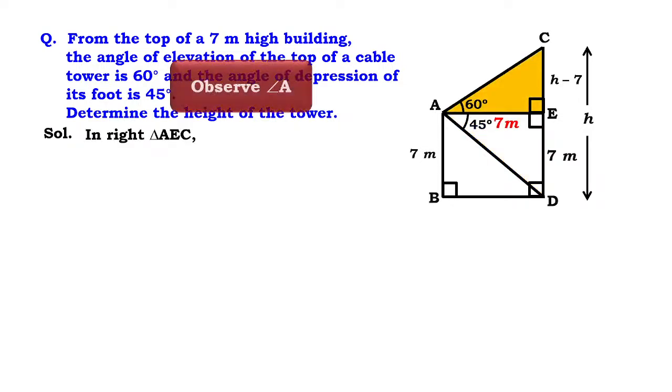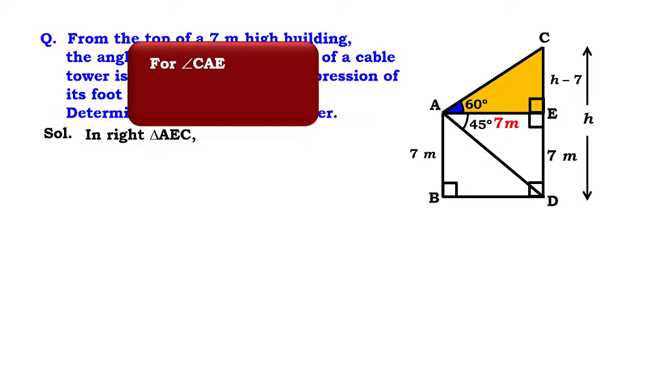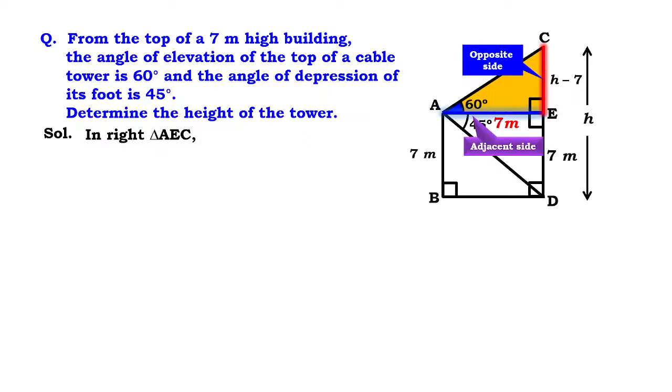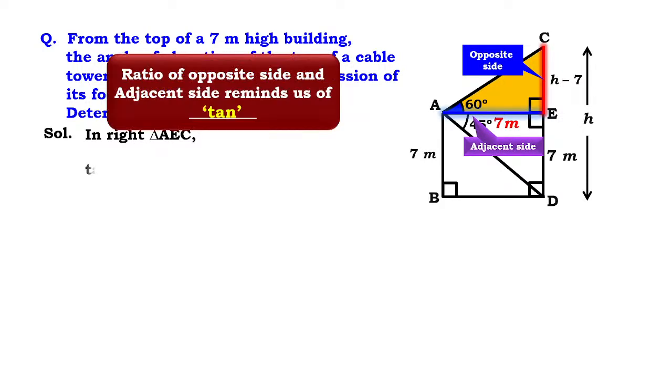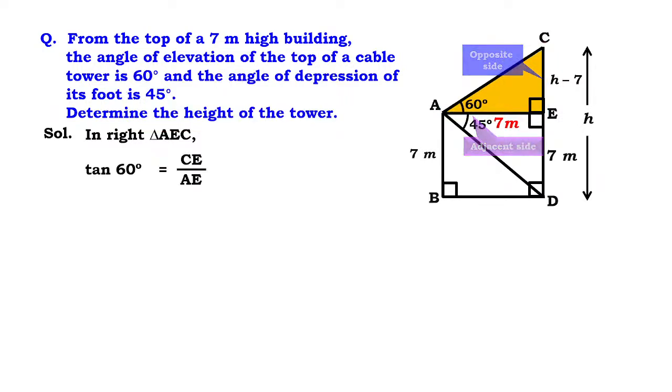Good. Next, after that, now check the AEC triangle. Angle is how much here? 60 degree. Okay, so CE is H minus 7. Okay, so कितना मिलेगा? Opposite by adjacent. So क्या करेंगे? Tan 60. So tan 60 is equal to CE by AE. So root 3 is equal to CE, which is H minus 7, and AE is 7.